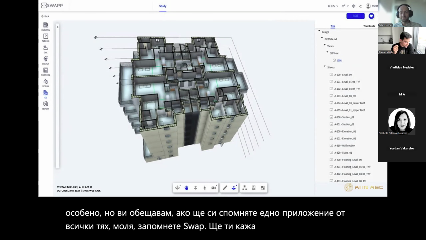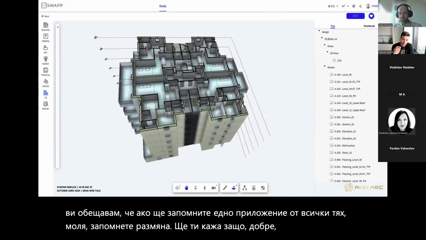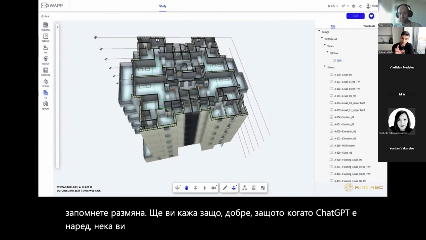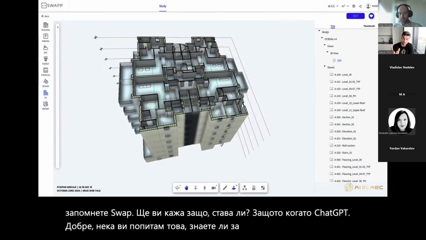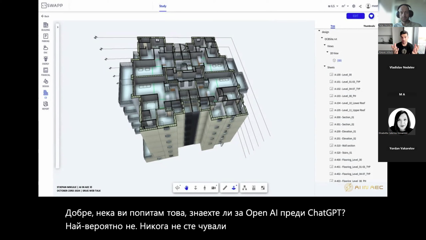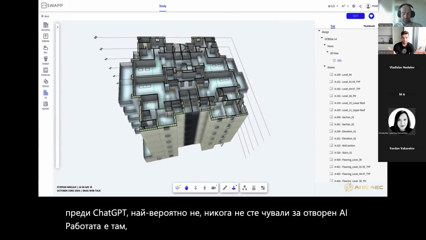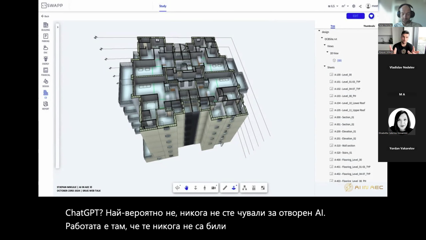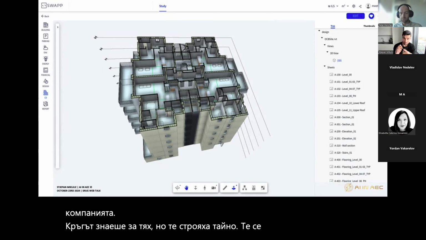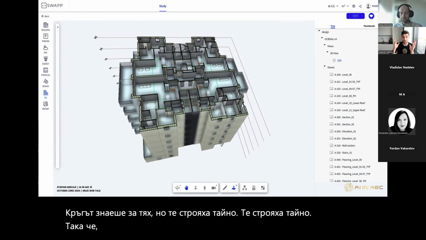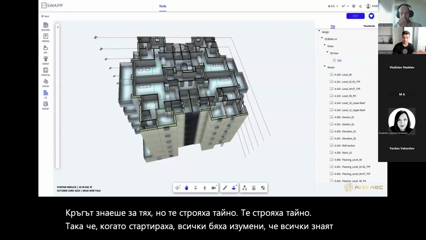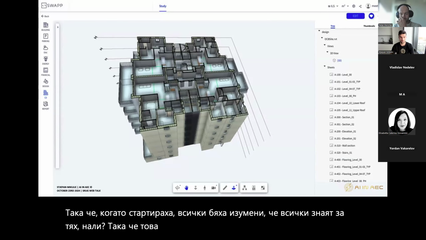Because when ChatGPT, okay, let me ask you this. Did you know about OpenAI before ChatGPT? Most likely not. You've never heard about OpenAI. The thing is that they weren't a secretive company. People around the circle knew about them, but they were building in secret, in stealth. So when they launched, everybody was amazed and everybody knew about them, right? This is what Swap is doing for the AEC industry.